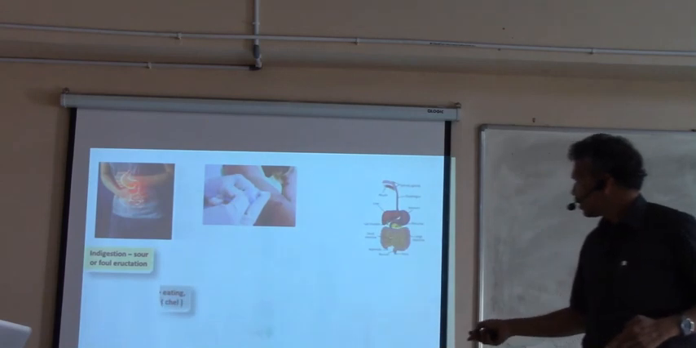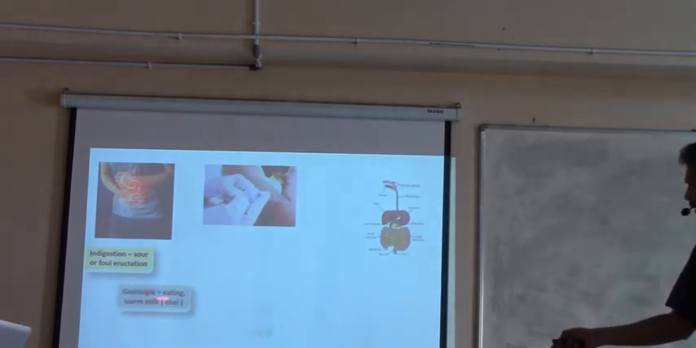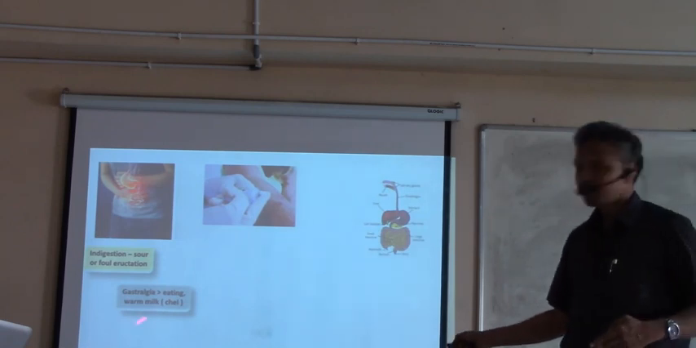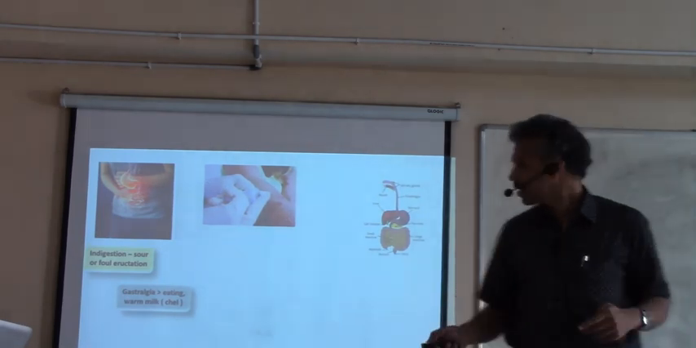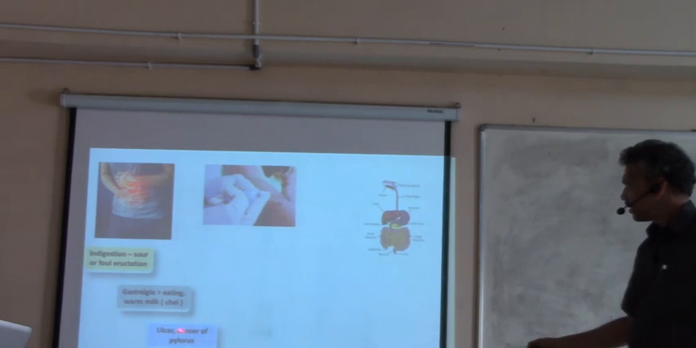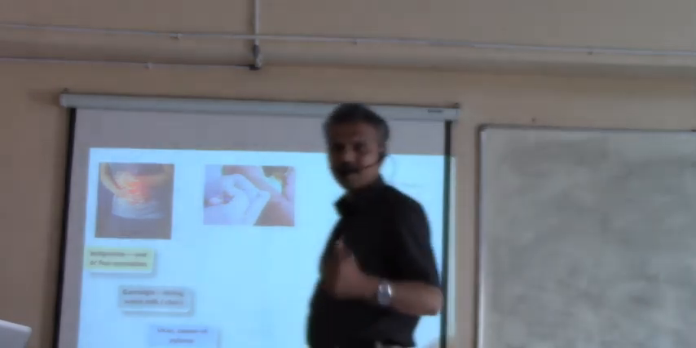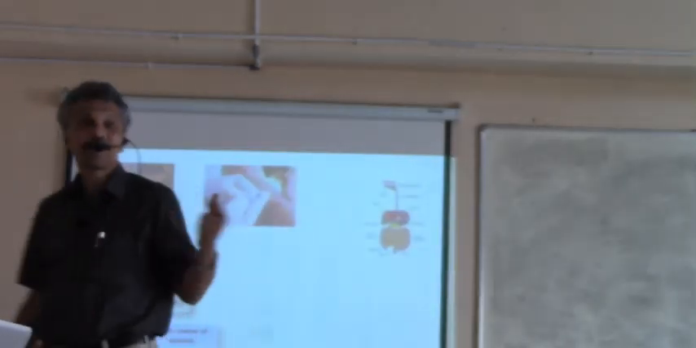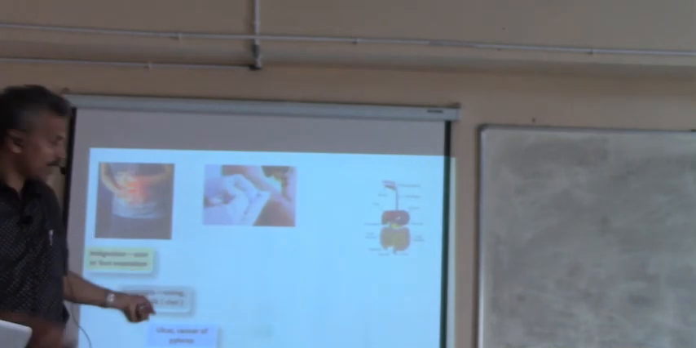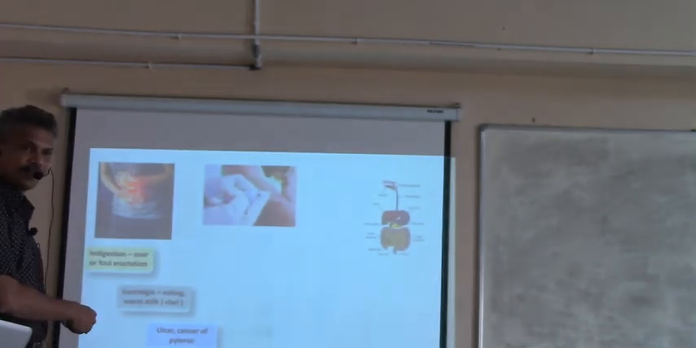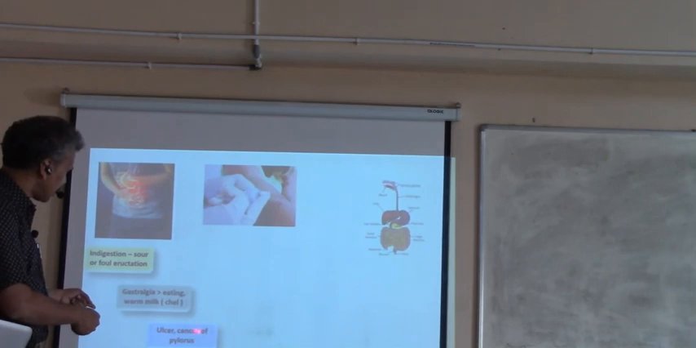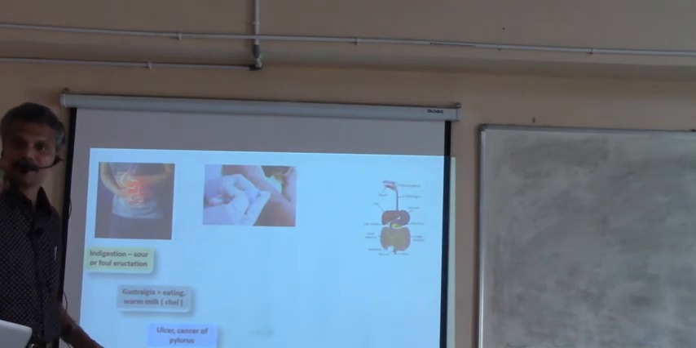So, we are talking of gastralgia better by eating, and gastralgia better by drinking warm milk. You already know that this is a remedy for which ulcer? Duodenal ulcer, because they are better by eating. Not only duodenal ulcer, it can also be a remedy for cancer.